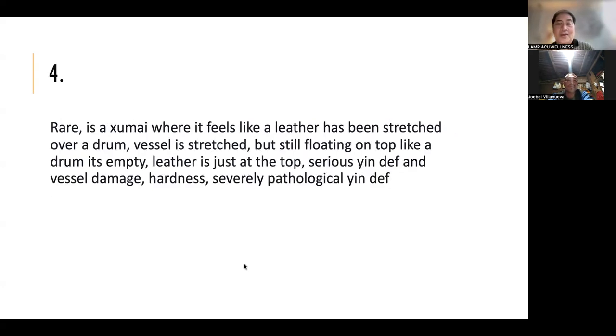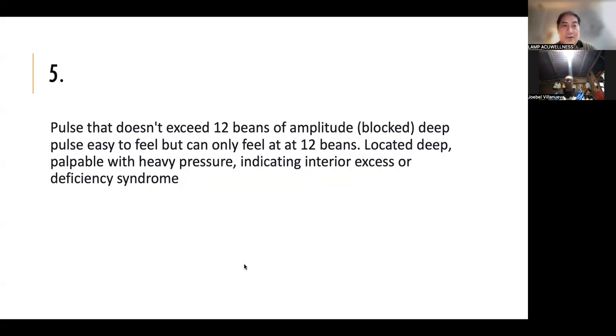Okay, this is shumai, where it feels like a leather has been stretched over a drum. So yan, given na yan. The vessel is stretched but still floating on top like a drum. It's empty leather. It's just at the top. Serious yin deficiency and vessel damage, hardness, severely pathological yin deficiency. I have encountered this kind of patient. What do you call this? Drum skin pulse. Diyan na yung drum.